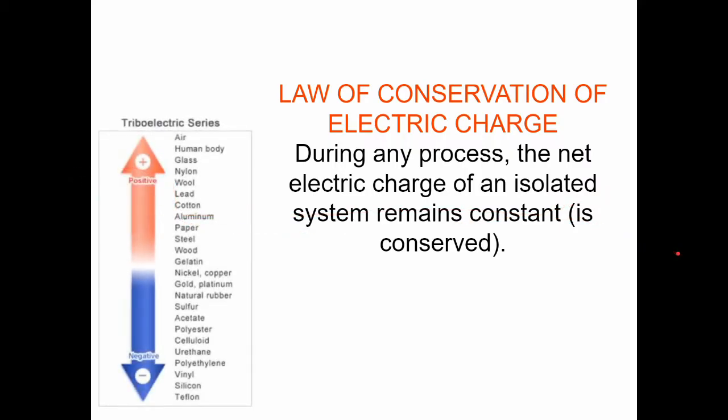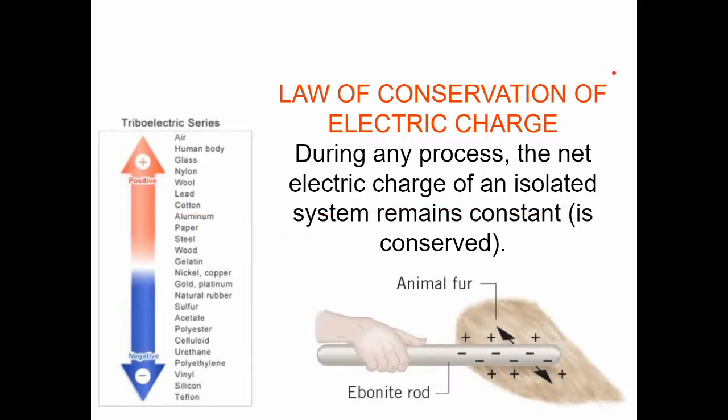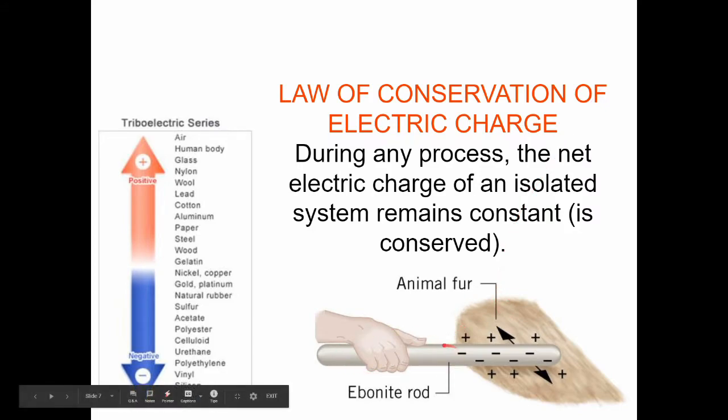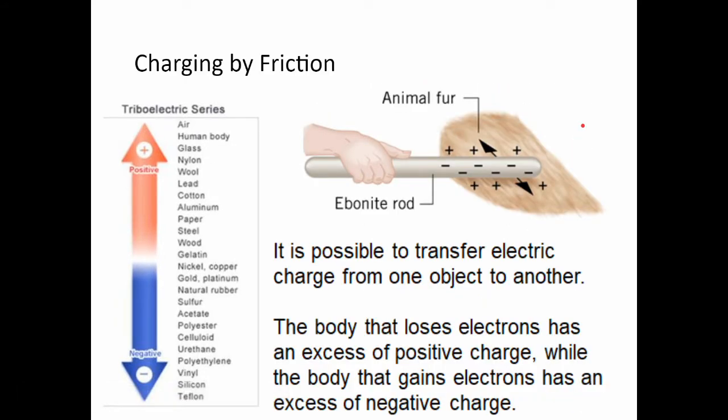We'll talk about the triboelectric series in a minute. So an example of the law of conservation of electric charge would be if I rub an ebonite rod against a piece of animal fur, the ebonite rod gains negatives because the animal fur loses those negatives and becomes positives. You'll notice that for every positive gained on the animal fur, I have a negative gained on the ebonite rod. This method of charging is known as charging by friction.